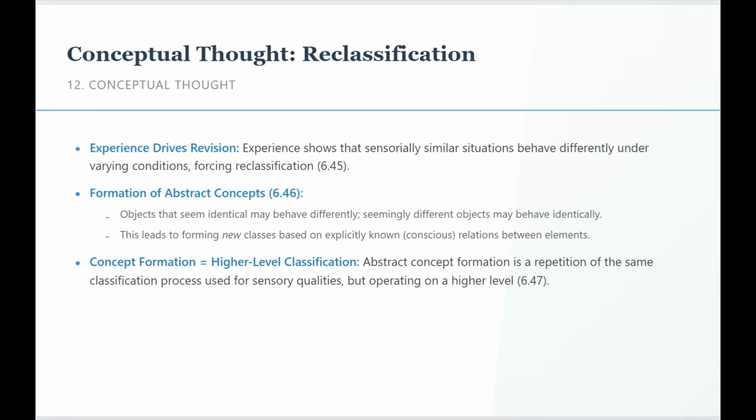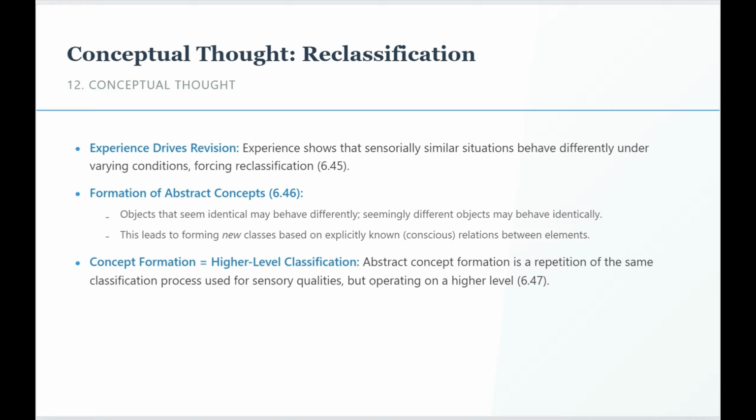Okay, so our initial sensory classification is a bit rough around the edges. It doesn't perfectly mirror the real world. Experience teaches us this. Things that seem similar might behave differently under new conditions, or things that look different might act identically. This forces us to revise our initial classifications. The mind performs a reclassification, but this time it's working on the elements of the classes formed by our senses.